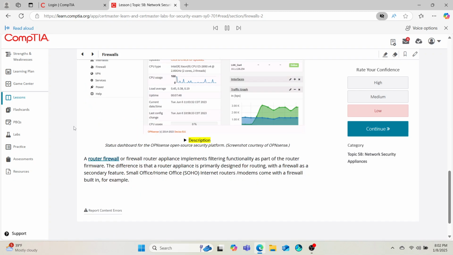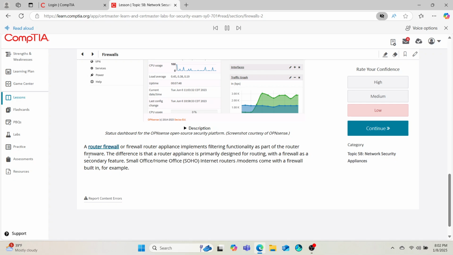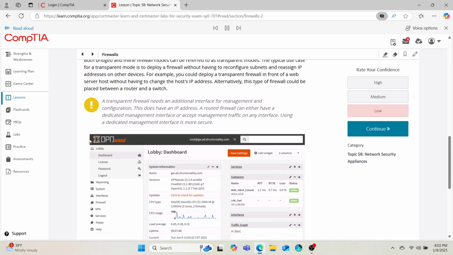Description. The dashboard shows the OpenSense logo on the top left, followed by a web address, which is followed by a search bar. The menu on the left has tabs: Lobby, Reporting, System, Interfaces, Firewall, VPN, Services, Power, and Help. The tab Lobby has sub-options Dashboard selected, License, Password, and Logout. The head Lobby dashboard is followed by the Save Settings selected and Add Widget button on the right. A drop-down on the further right reads, 2 columns.